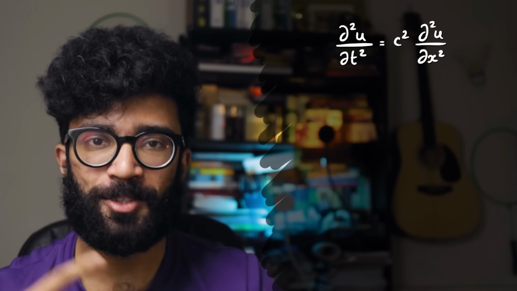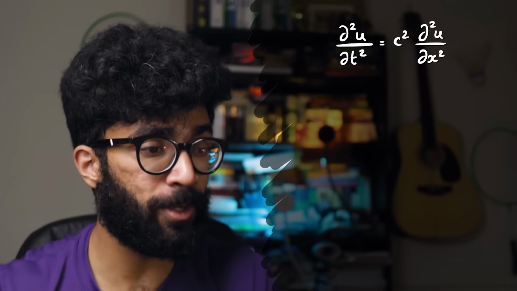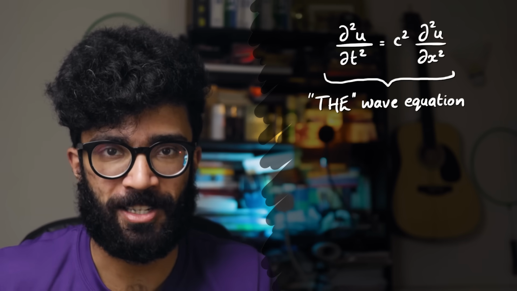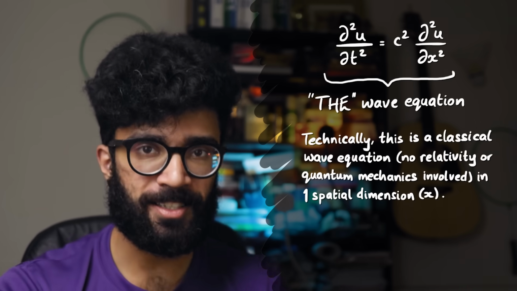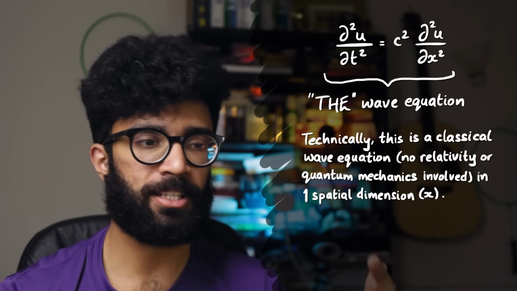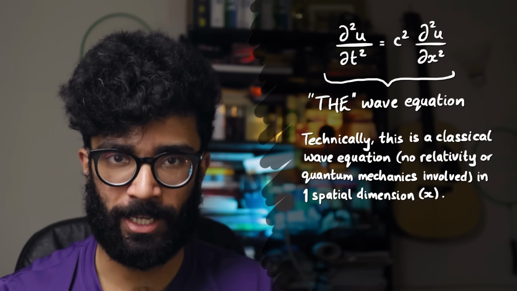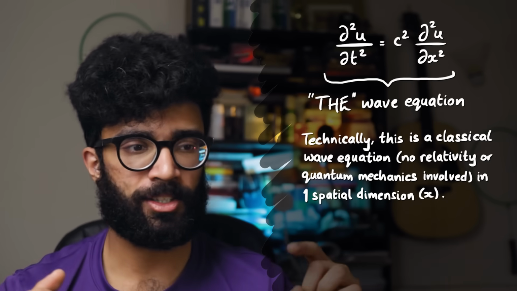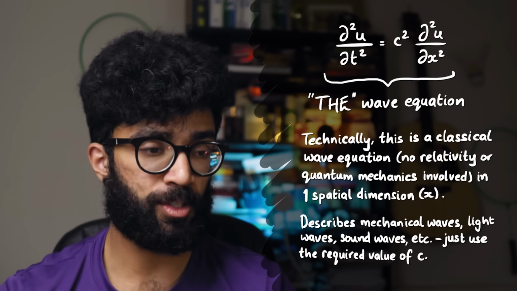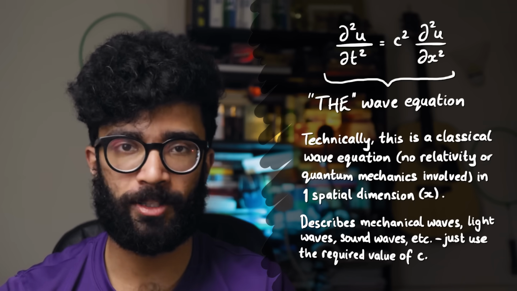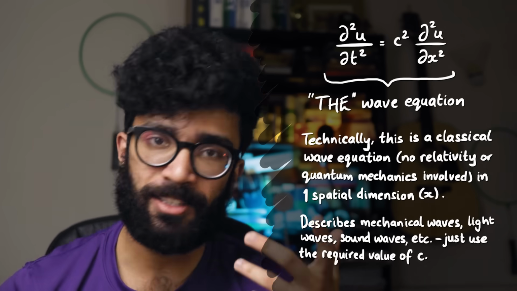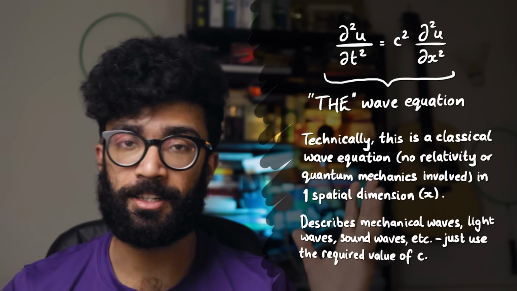Now here's the thing. This wave equation that we've been talking about so far is quintessentially known as the wave equation, but there are lots of different wave equations. Specifically, this is a classical wave equation in one spatial dimension. Classical because it's not accounting for any effects of relativity or quantum mechanics. This describes all sorts of things such as mechanical waves, light waves, sound waves, and so on. You just switch out the value of c for the particular speed of the wave that we're thinking about. But like I said, this only describes classical waves, waves that have been known about for years and years.